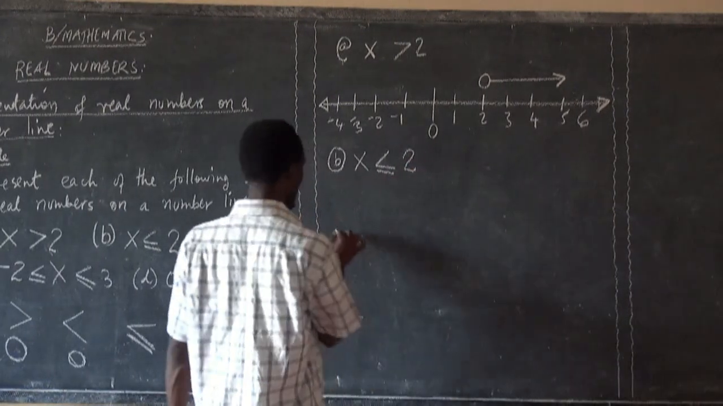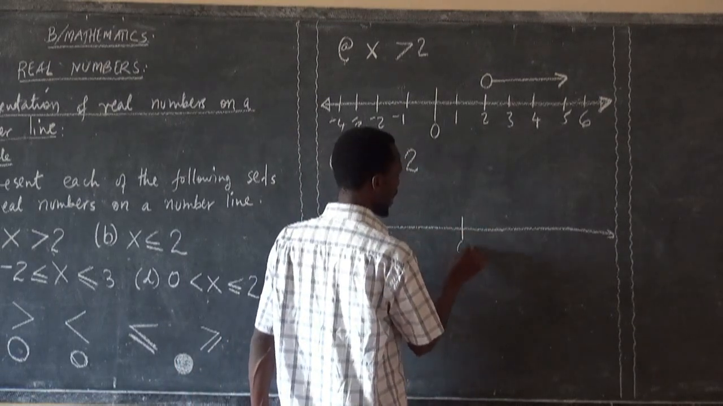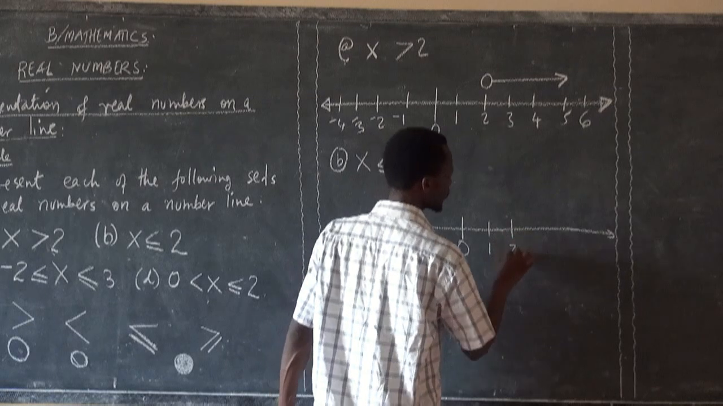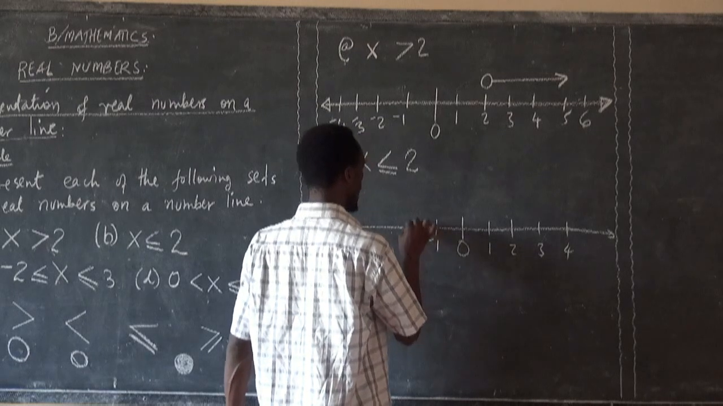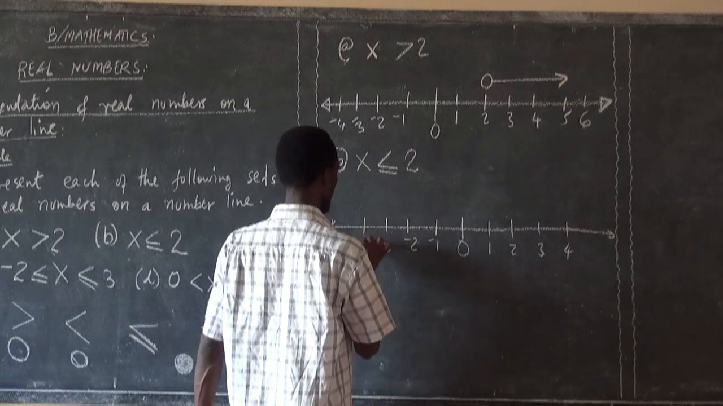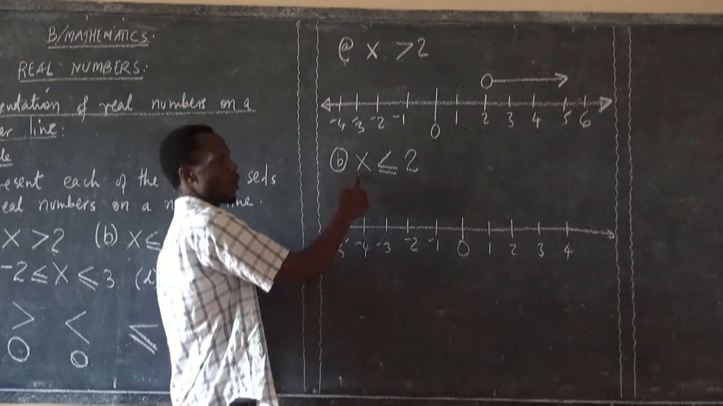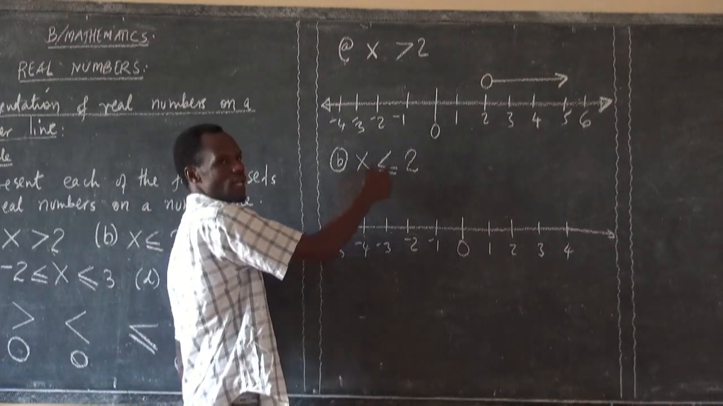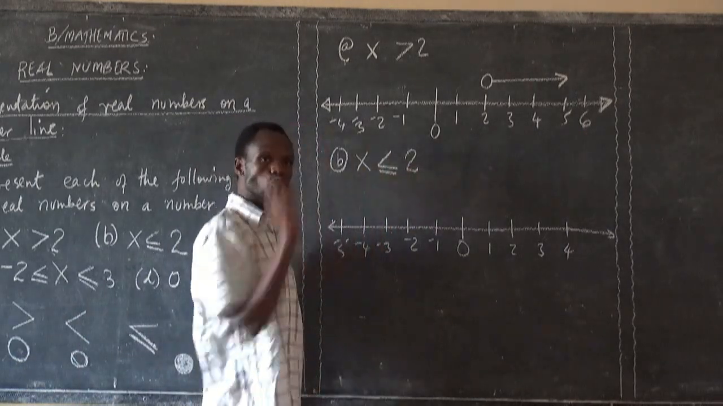If I may draw, this is a number line. Let's say here we have 0, 1, 2, 3, 4. Then we have -1, -2, -3, -4, -5. This is to show that x is less than 2, all numbers which are less than 2.